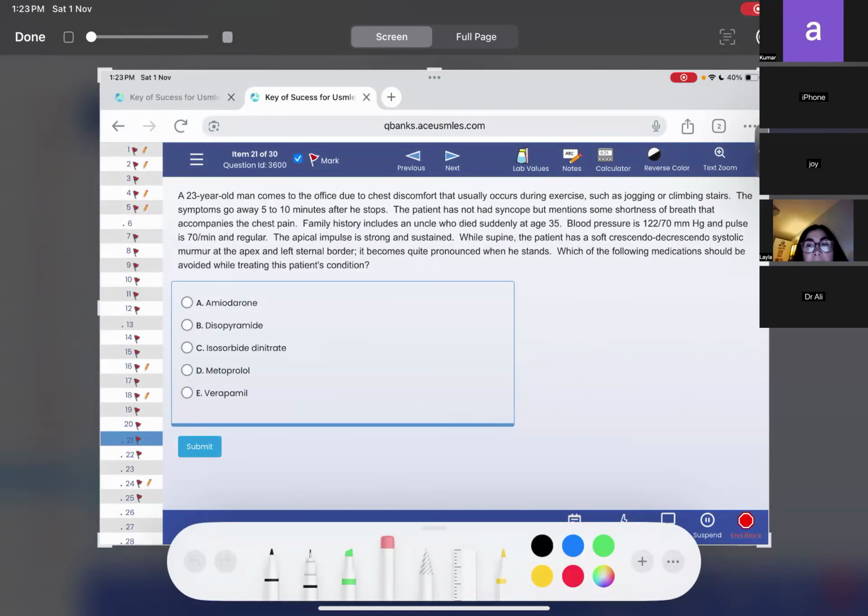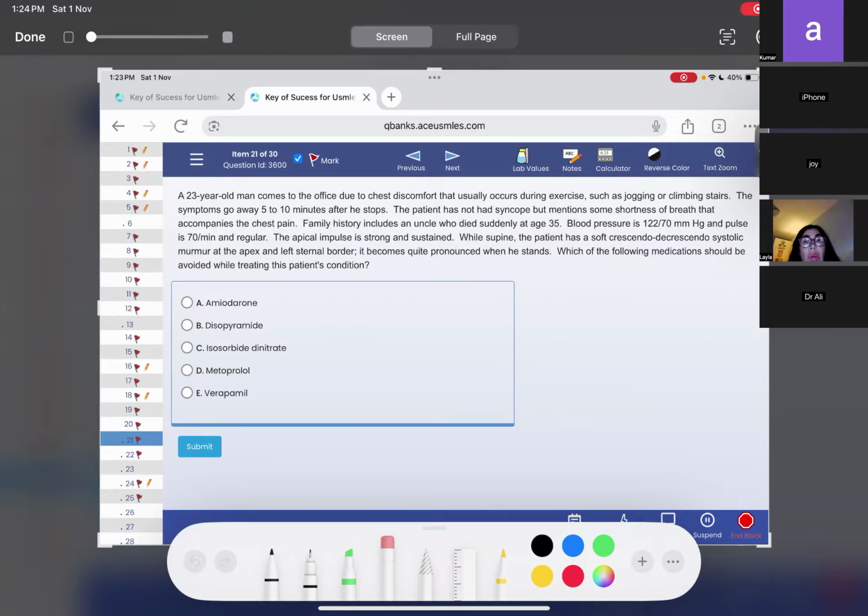Okay. Which of the following medications should be avoided while treating this patient's condition? A 23-year-old man comes to the office due to chest discomfort that usually occurs during exercise, such as jogging or climbing stairs. The symptoms go away 5 to 10 minutes after he stops. The patient has not had syncope, but mentions some shortness of breath that accompanies the chest pain.